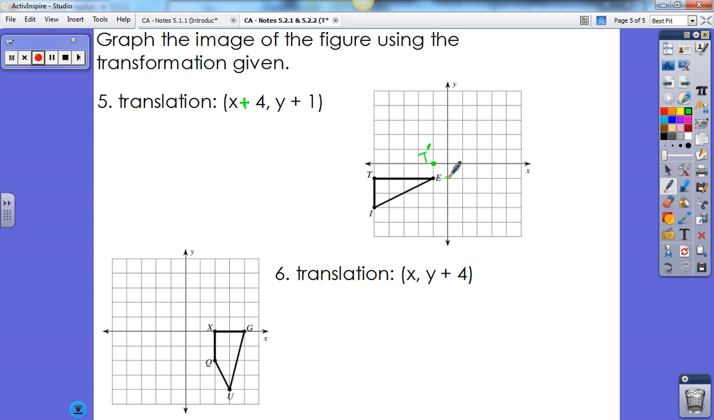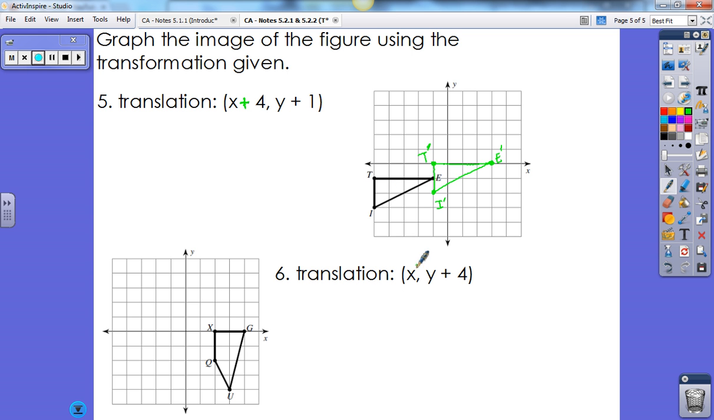Take this vertex, 1, 2, 3, 4 to the right and 1 up. Label it E prime. And I, 1, 2, 3, 4 to the right and 1 up. That's I prime. When I connect the dots, my whole triangle has moved 4 to the right and 1 up. Notice it's in the same orientation, meaning everything's in the same direction. Letters are in the same order, same shape, same size. It's just moved positions, a rigid motion, so just straight to the right and straight up.